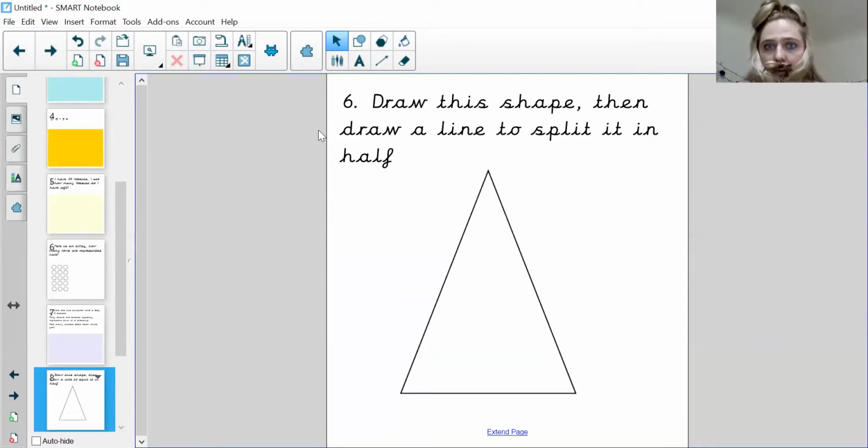Here is a shape. What I would like you to do for number 6 is draw this shape and then draw a line to split it in half. Remember from last week what half looks like? Split this shape in half. Okay, fantastic. If you needed to pause me, pause me. Otherwise, we're going on to question number 7.